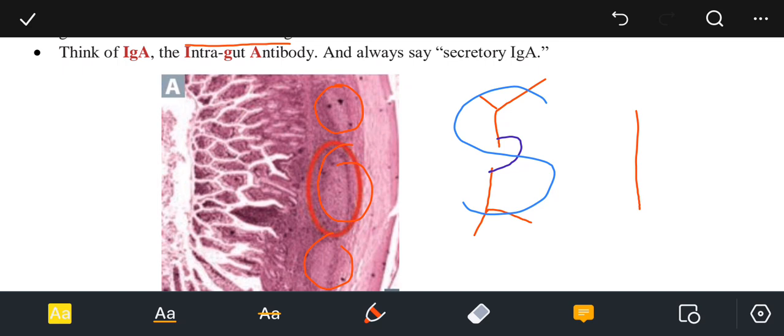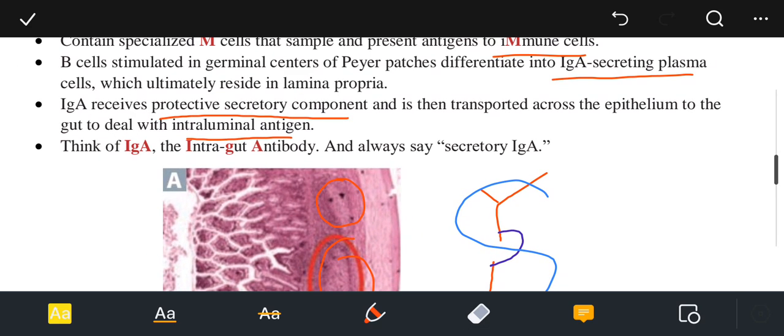Moving forward, think of IgA as the intra-gut antibody, and always say secretory IgA, because IgA in the circulation is of no use for the mucosal defenses until and unless it is secreted in the gut. So that is why we always use the term secretory IgA for the functional form of the IgA.